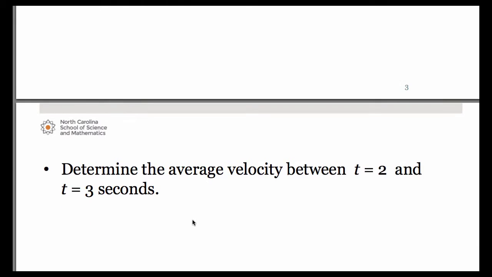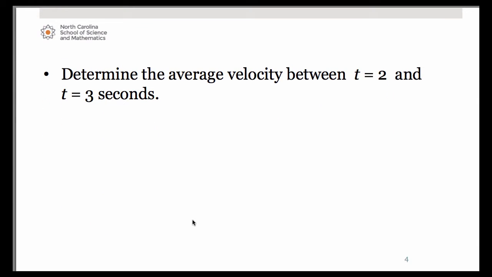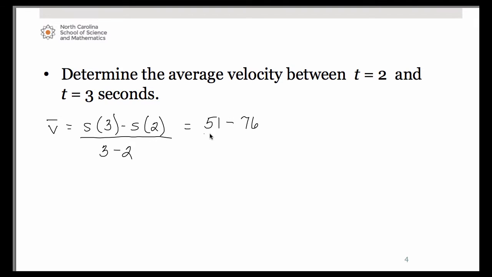So let's take a look at another one. Let's consider between t equals 2 and 3 seconds. So once again, in order to do our calculations, we need to do the position at 3 minus the position at 2 over 3 minus 2. Once again, I'll let you substitute in. Hopefully you're getting 51 when you substitute in 3 and 76 when you substitute in 2. So that gives us a negative 25. Once again, the units of measure are feet per second.